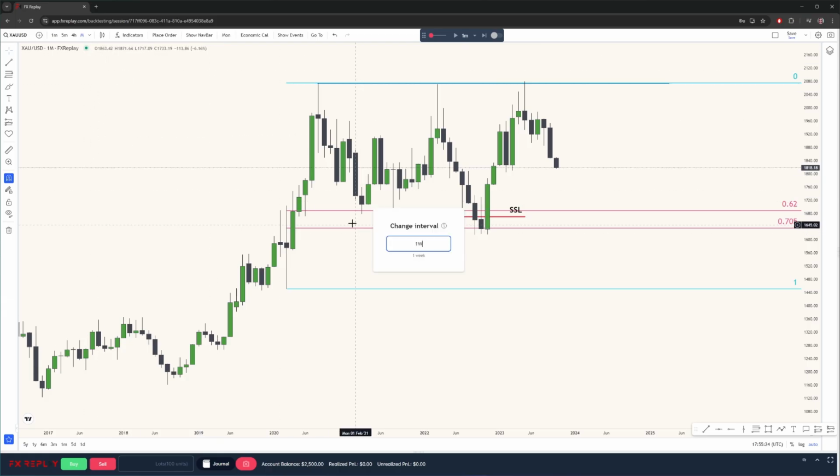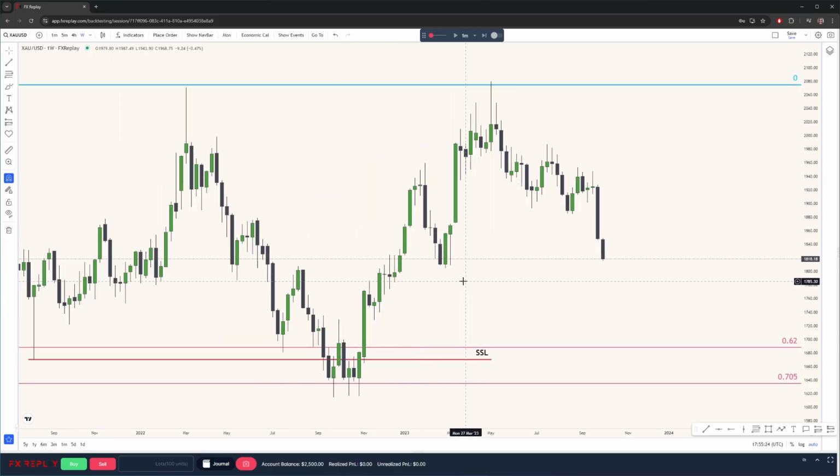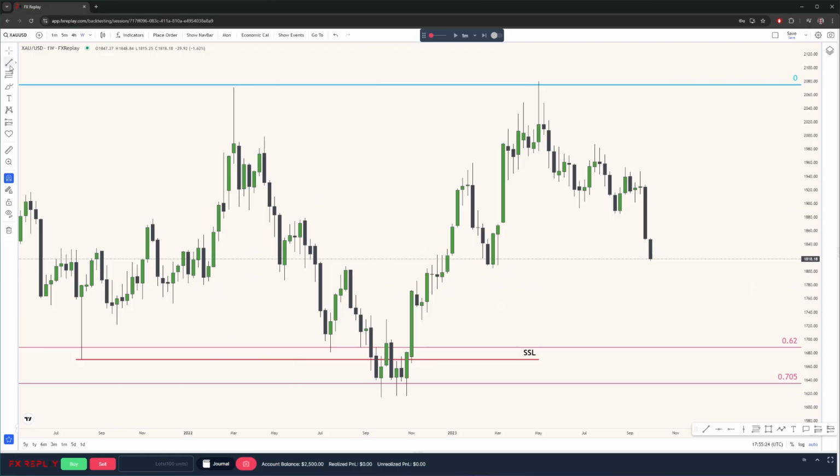Let's switch to the weekly chart. So what I can see here, with this move down right here, I can see a failure swing. So basically it failed to offer a new low. It never actually took out the previous candle low. It's kind of a bullish sign for me.